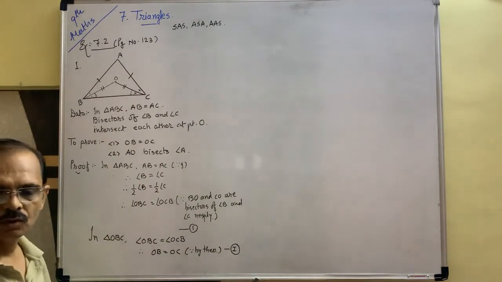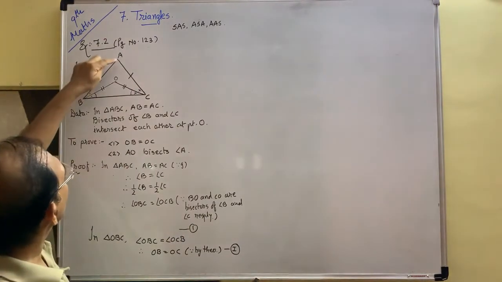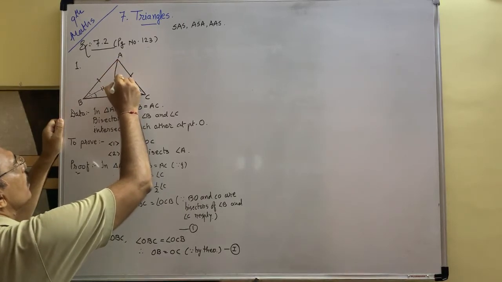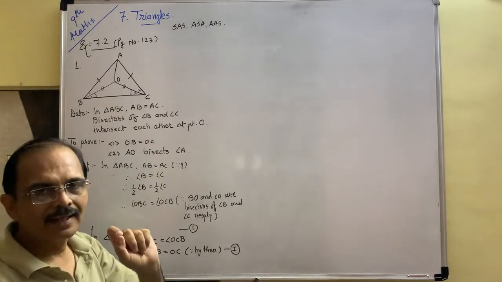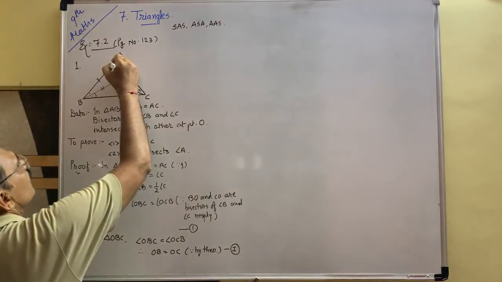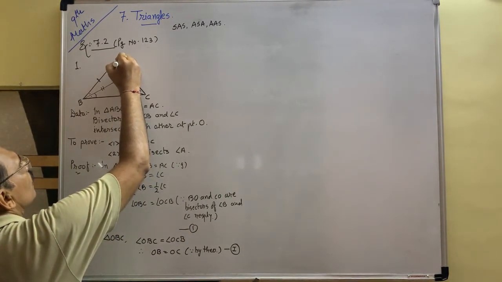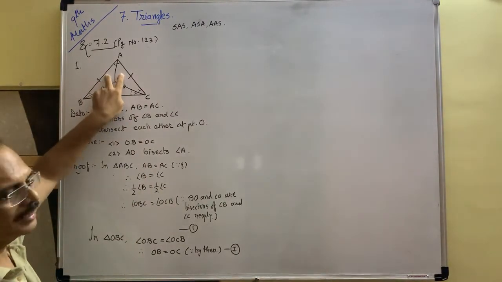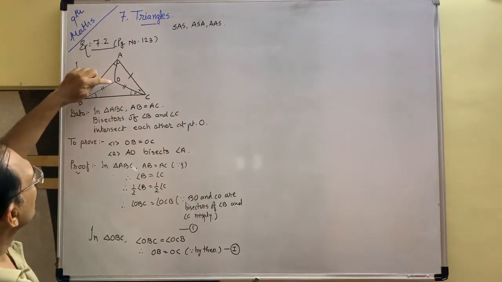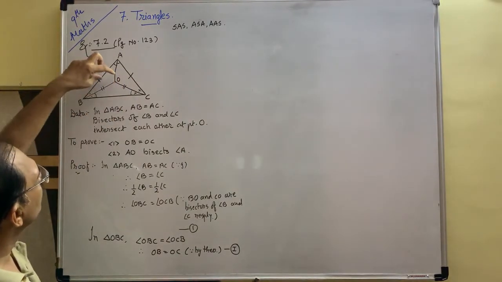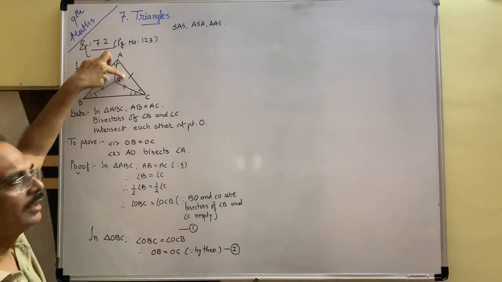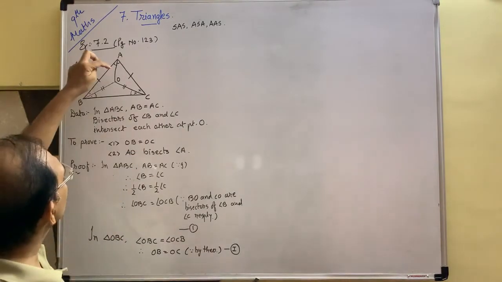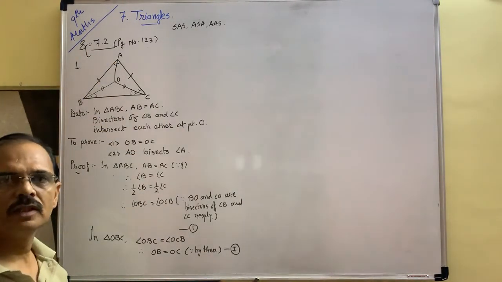OB equals OC. Now we are going to prove that AO bisects angle A. We join AO. We want to prove that this angle and this angle are equal. It means you have to prove that these two triangles, OAB and OAC, are congruent. If you prove that, then by CPCT these two angles are also equal.